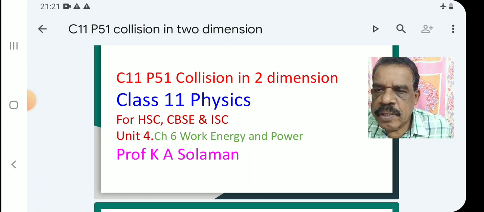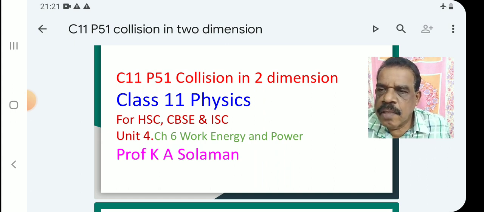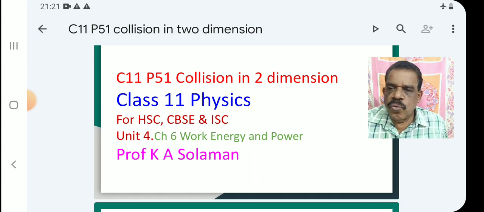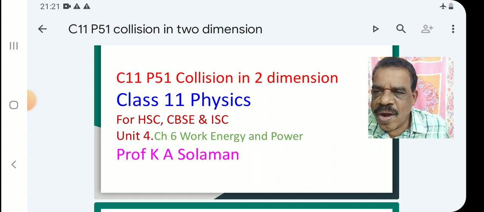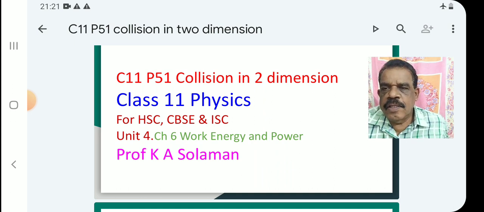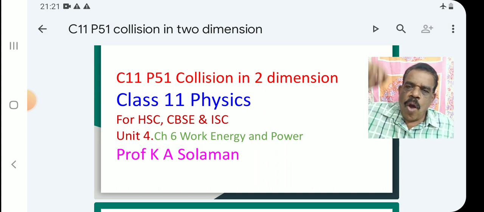Unit 4, chapter 6, work, energy and power, and this is the last class in this chapter. Class number P51, collision in two dimension. Plus 1 physics for HSC, CBSE and ISC. Today we see collision in two dimension, or oblique impact.